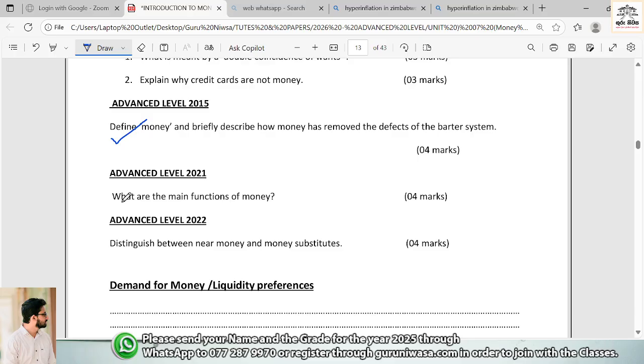Then, 2021, a very important and also simple question: what are the main functions of money? There are 4 functions of money: medium of exchange, store of wealth, unit of account, and standard of living.